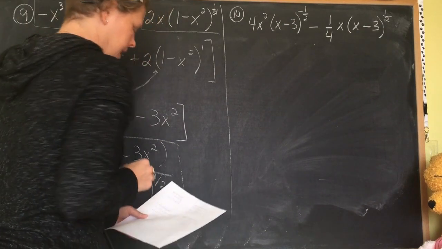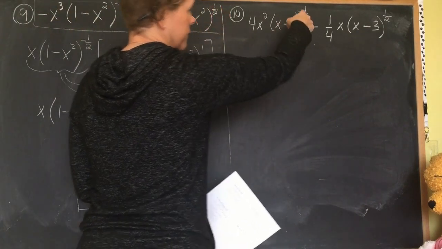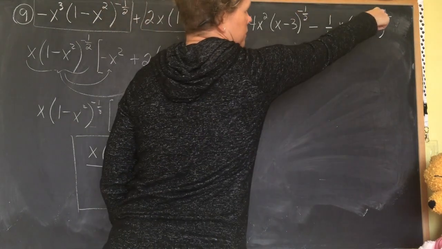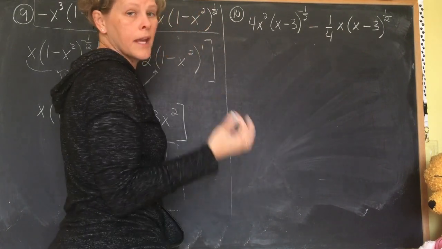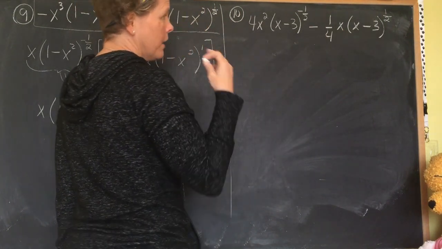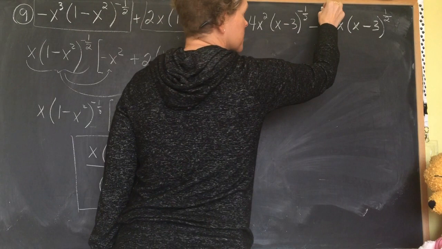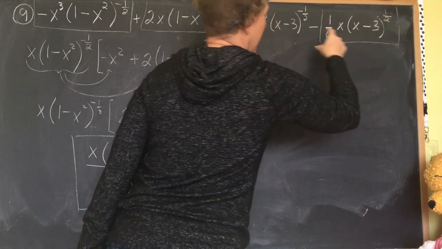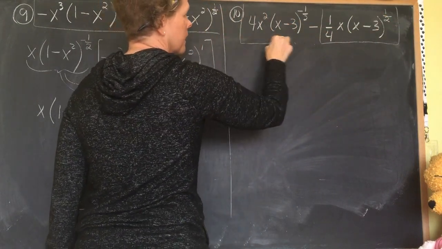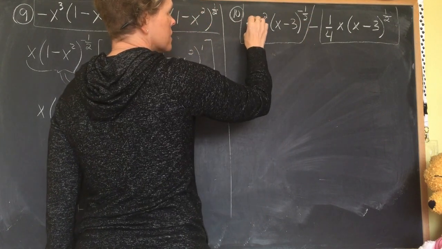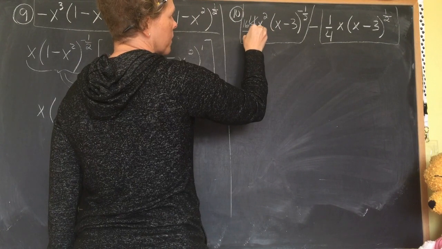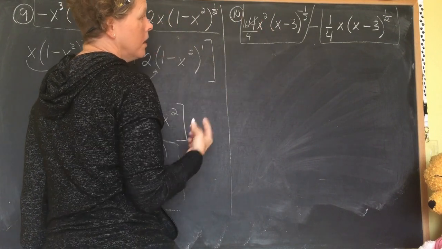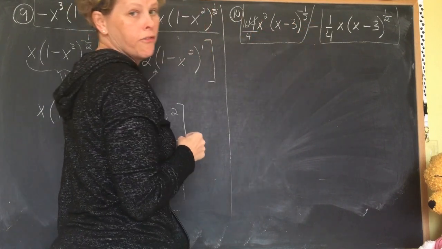Okay, let's look at 10. So 10, I have a negative fractional exponent, so that's a problem. And I also have a fraction, so that's a problem. So the first thing I always think of is that if I have a fraction in this part, I want a fraction in this part. So I'm going to change this 4 to really be 16 over 4, because 16 over 4 is 4, but now I have that common denominator of 4.